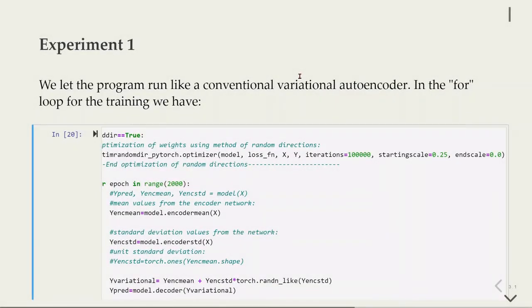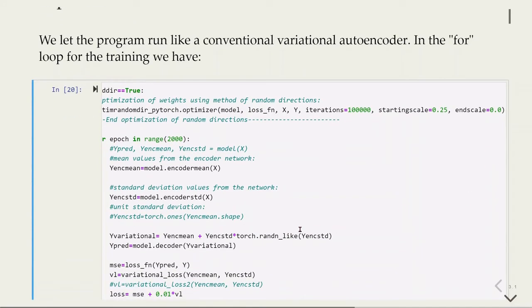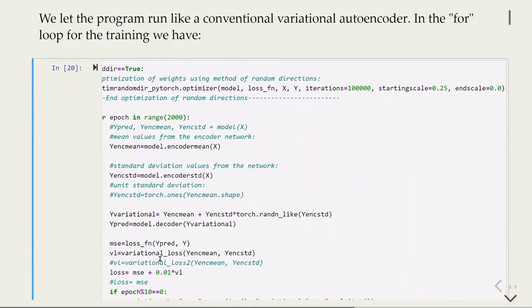We've seen the theory, we defined our model, we looked at the variational losses, so we have everything to start running a few experiments. In experiment number one, we will run a conventional variational autoencoder. Here we will use our variational loss, not the alternative one. We have here the Lagrange multiplier. So our loss is the mean squared error plus 0.01 times the variational loss that we defined earlier. We have here our standard deviation values from the network and the mean values from the encoder network.